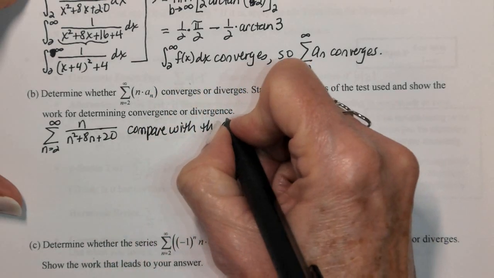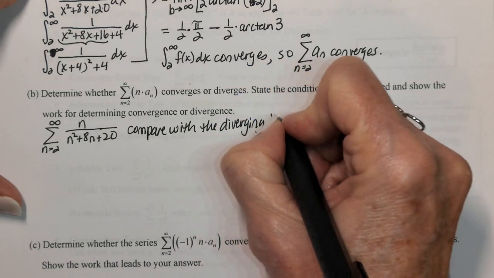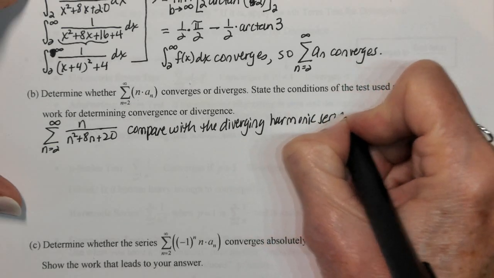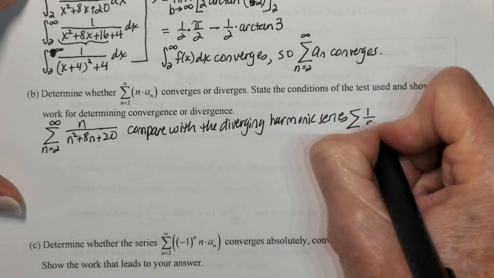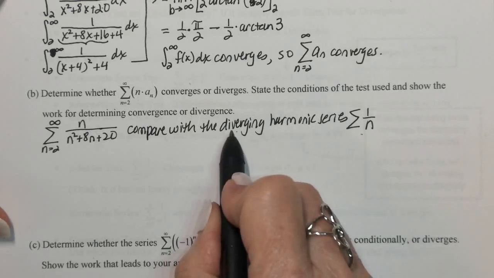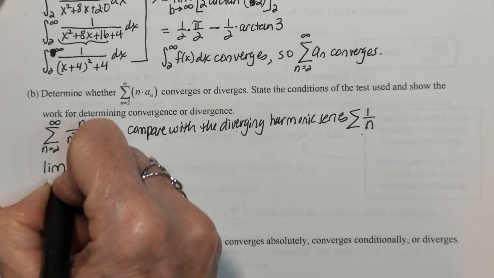the diverging harmonic series 1 over n. Make sure you write it as a series. Okay? And say what it is doing. Now I'm going to use the limit comparison test.